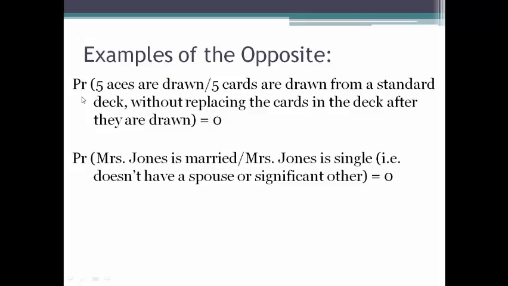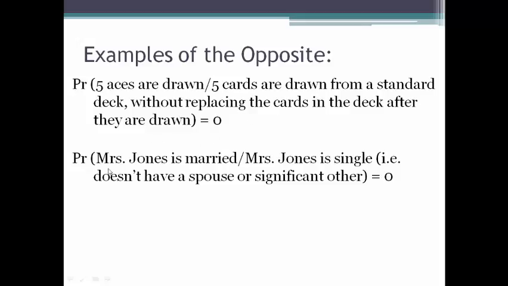Okay, let's look at an example or two of the opposite phenomenon, when you've got a 0 in for the probability. Take this one. 5 aces are drawn. Given that 5 cards are drawn from a standard deck without replacing in the deck the cards after they're drawn. Well, a standard deck only has 4 aces, and if the cards aren't being replaced, no card can be drawn twice, so it's impossible, if 5 cards are drawn from a standard deck without replacing the cards, that all 5 can be aces. So that's why this is 0.